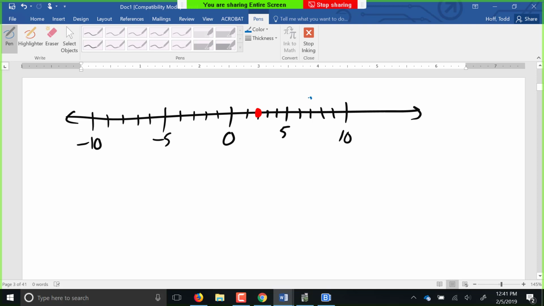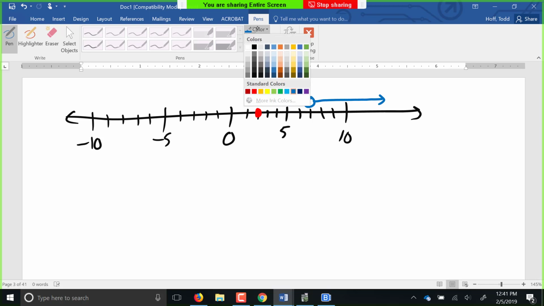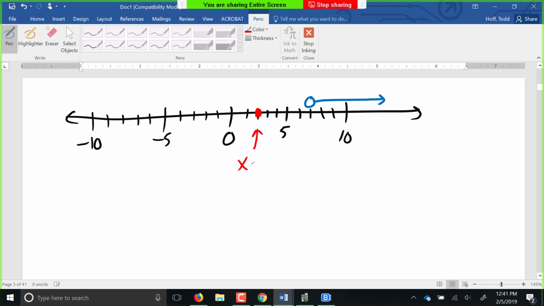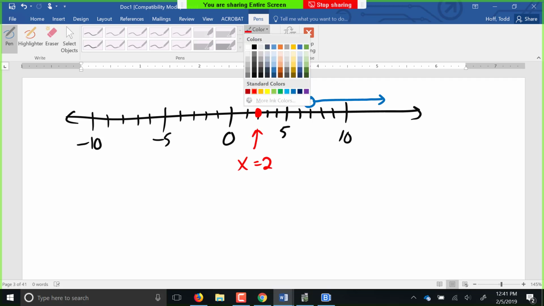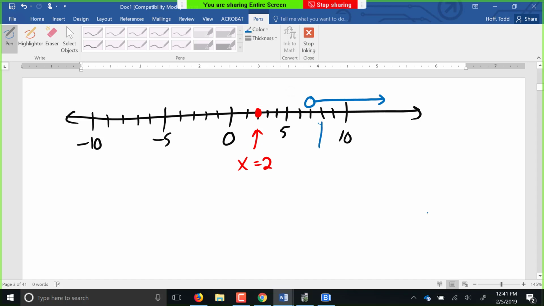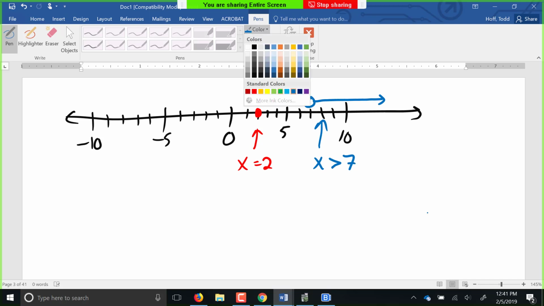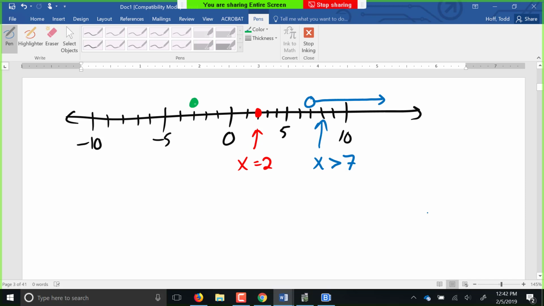Or we could display ranges of values like that. What does that represent? What's that? X is greater than 7. Perfect. Or this one here would represent, perfect. X is less than or equal to -3.